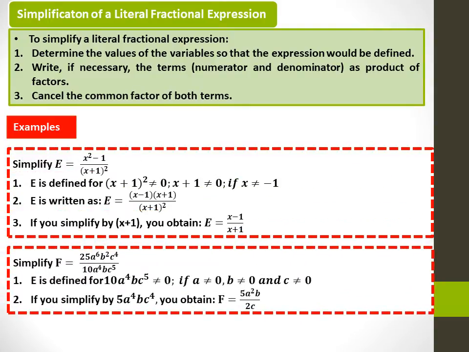Simplify F equals 25a⁶b²c⁴/(10a⁴bc⁵). F is defined for 10a⁴bc⁵ different than 0. Then a must be different than 0, b must be different than 0, and c must be different than 0. If you simplify by 5a⁴bc⁴, you obtain F equals 5a²b/(2c).